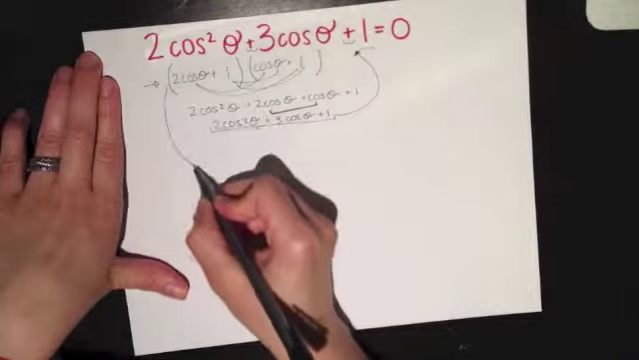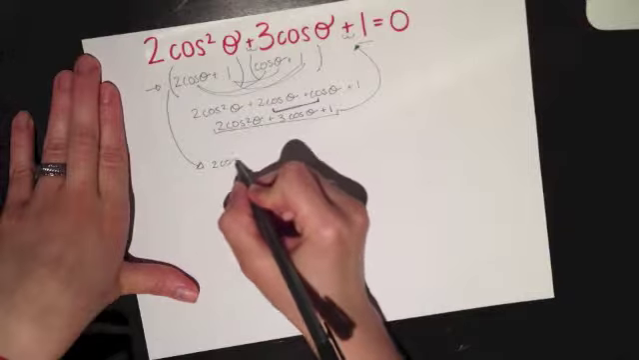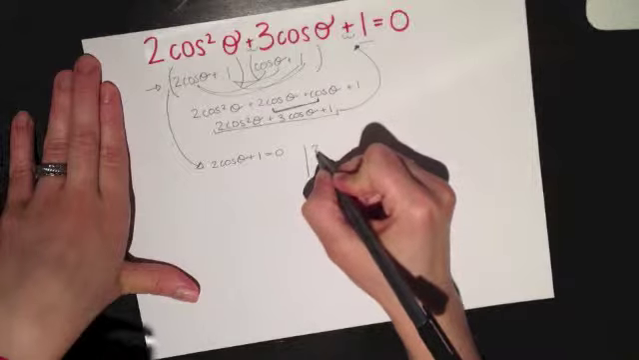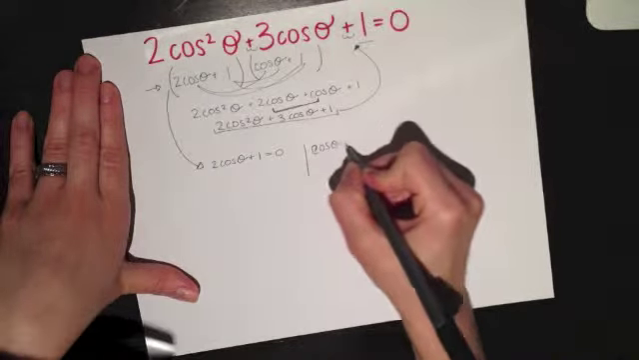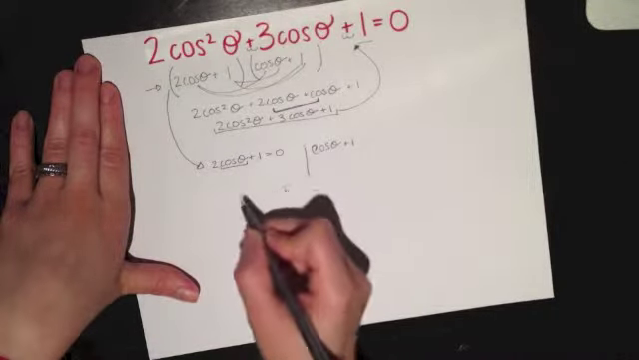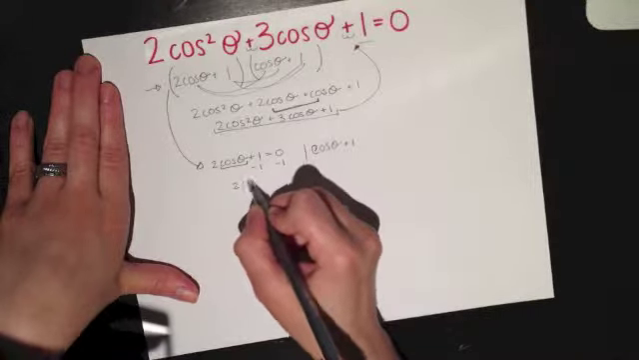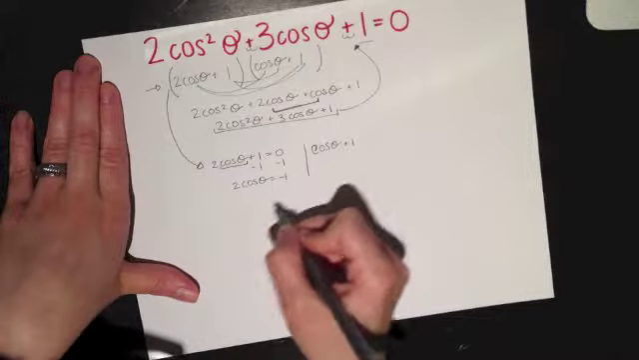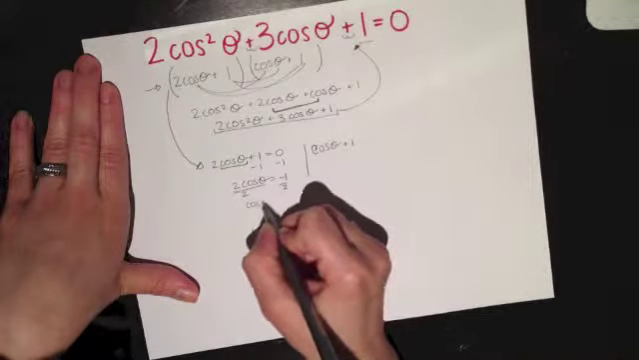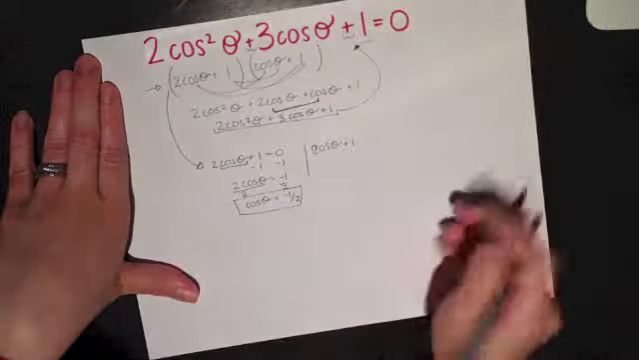So now let's continue and set these equations equal to 0, starting with 2 cos of theta plus 1 equal to 0. Now, to leave cos of theta alone on one side, we need to subtract 1. What we do to one side, we do to the other. It equals negative 1. Now we divide by 2 to leave cosine alone. So cosine of theta equals negative 1/2. This is one of the solutions.